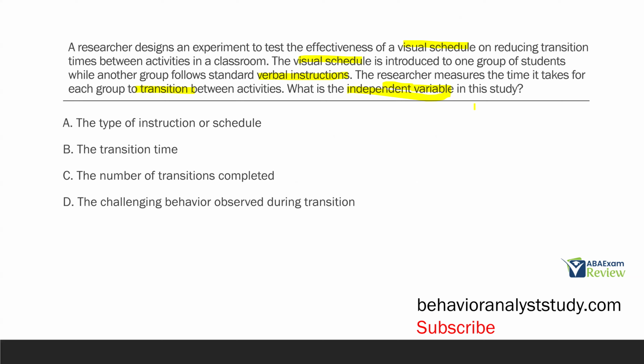The number of transitions completed is not what we're measuring, so that's out of the question. The challenging behavior observed during transition could be measured in the future, but not exactly what we're measuring here. We are introducing different types of schedules or instructions. So we have a visual schedule and verbal instructions. Those are our independent variables, and they're impacting the time it takes for transition, or the transition time. Our independent variable in this study is A, the type of instruction or schedule.